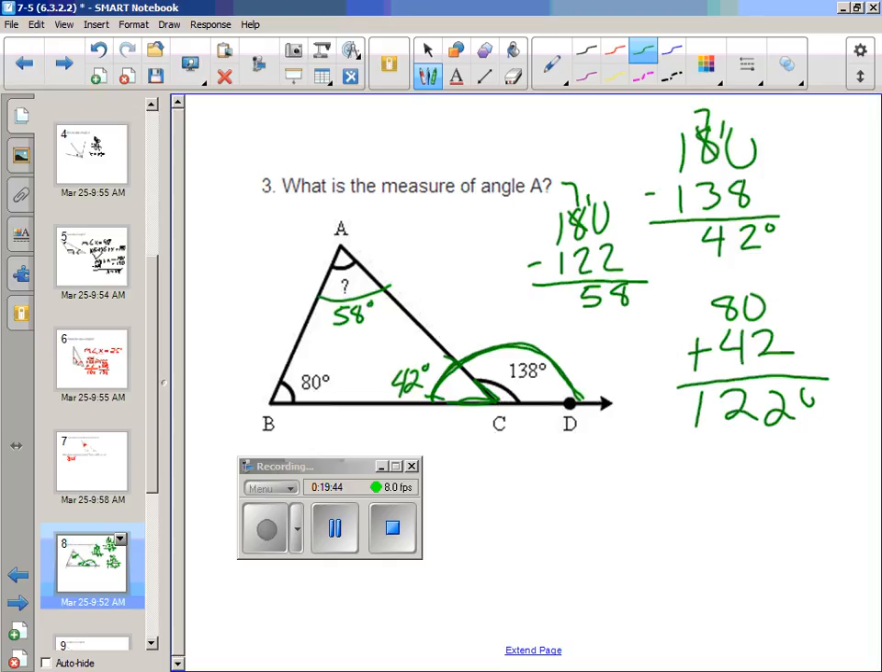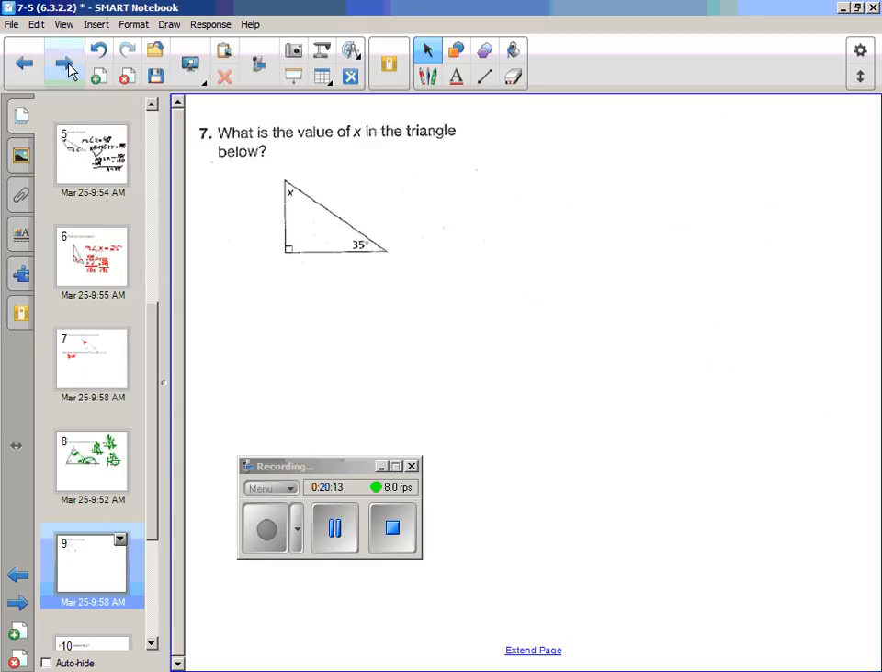What type of triangle do we have? It's scalene because all three angles are different. That means all three sides are different. And then how else can we name it? Acute, because every one of the angles is less than 90 degrees. Okay? So those are all the things that you're going to be expected to be able to do for today. We're going to try one more.